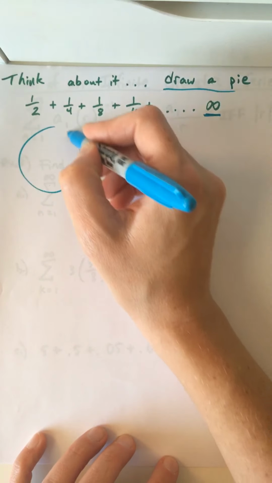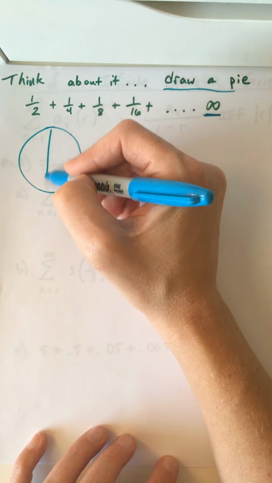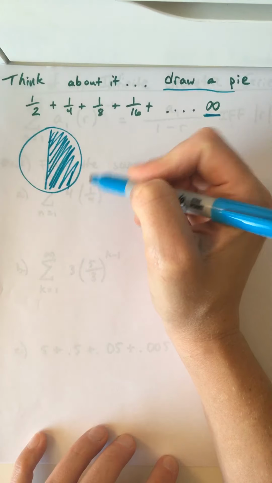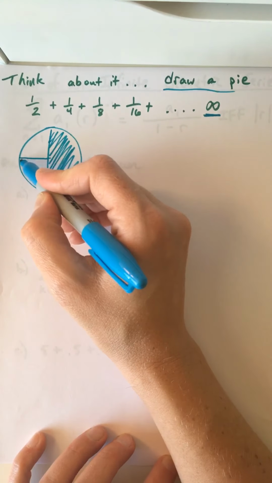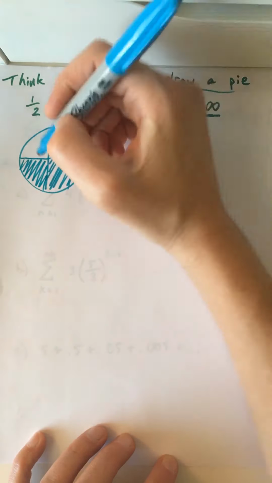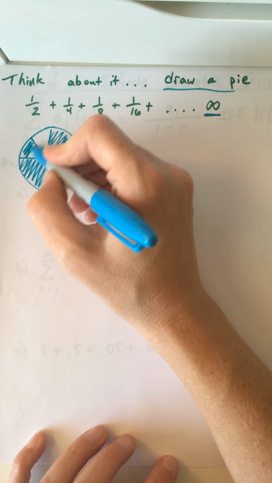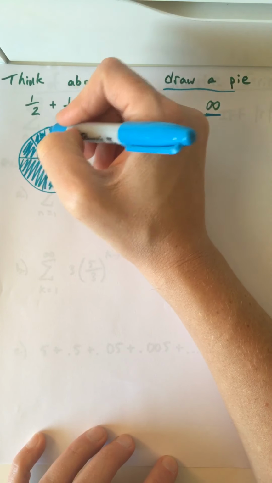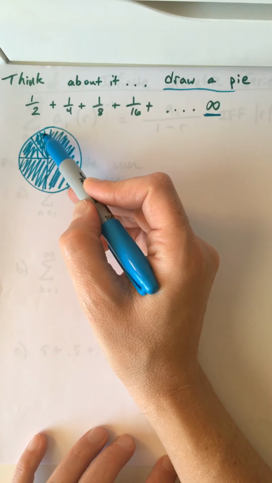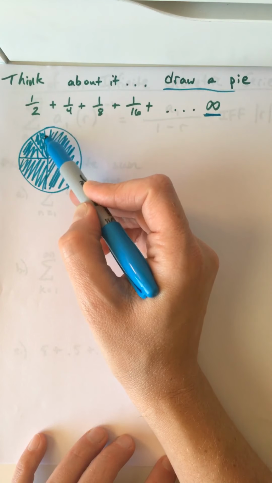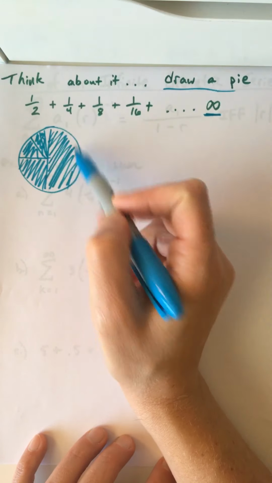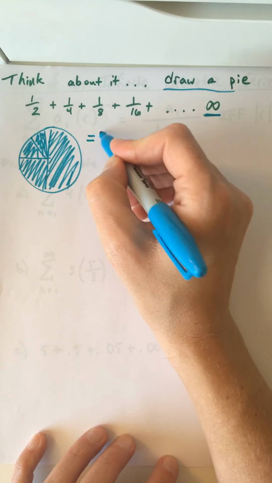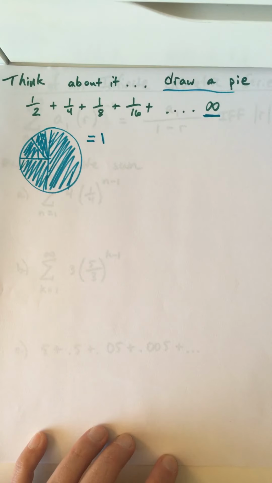So if we draw a pie, and we start with a half, I'm going to shade a half of this pie. And then to that half, we want to add a fourth. And then we're going to add an eighth. And then we're going to add 1/16th and 1/32nd and 1/64th. And so you can see each fraction gets smaller and smaller. And essentially, as we go towards infinity, it's going to equal 1 whole pie. We know that this is going to equal 1.